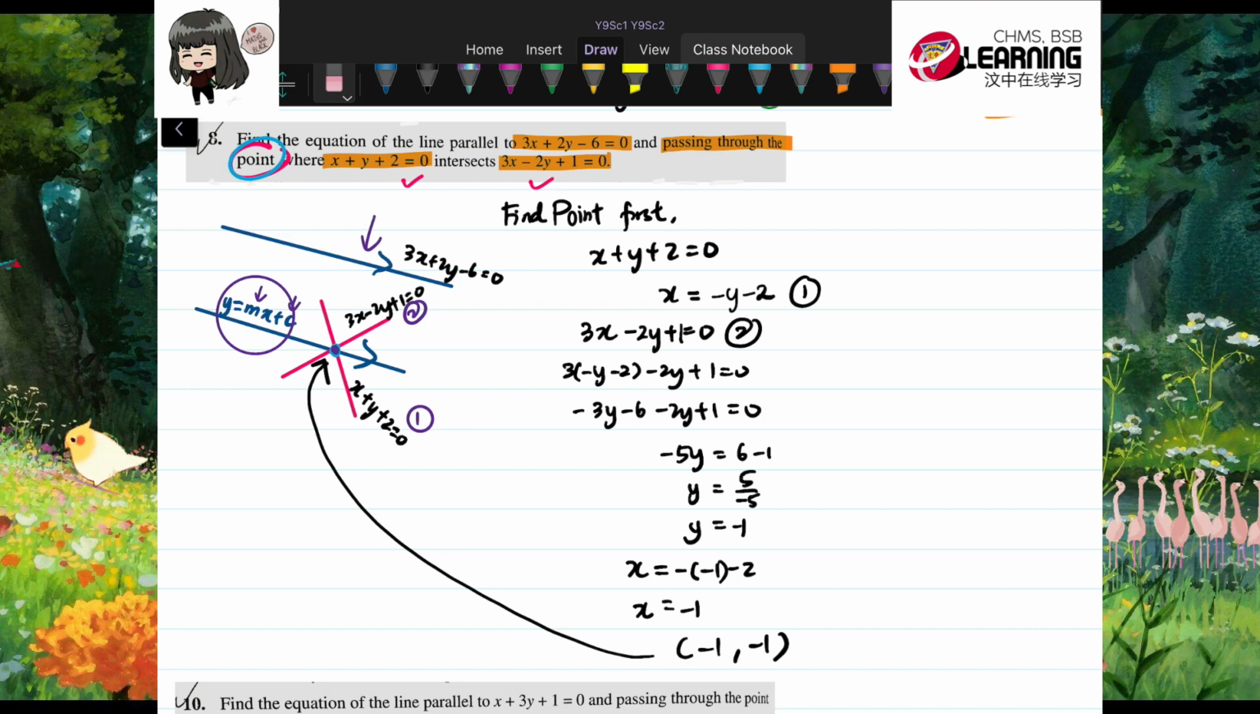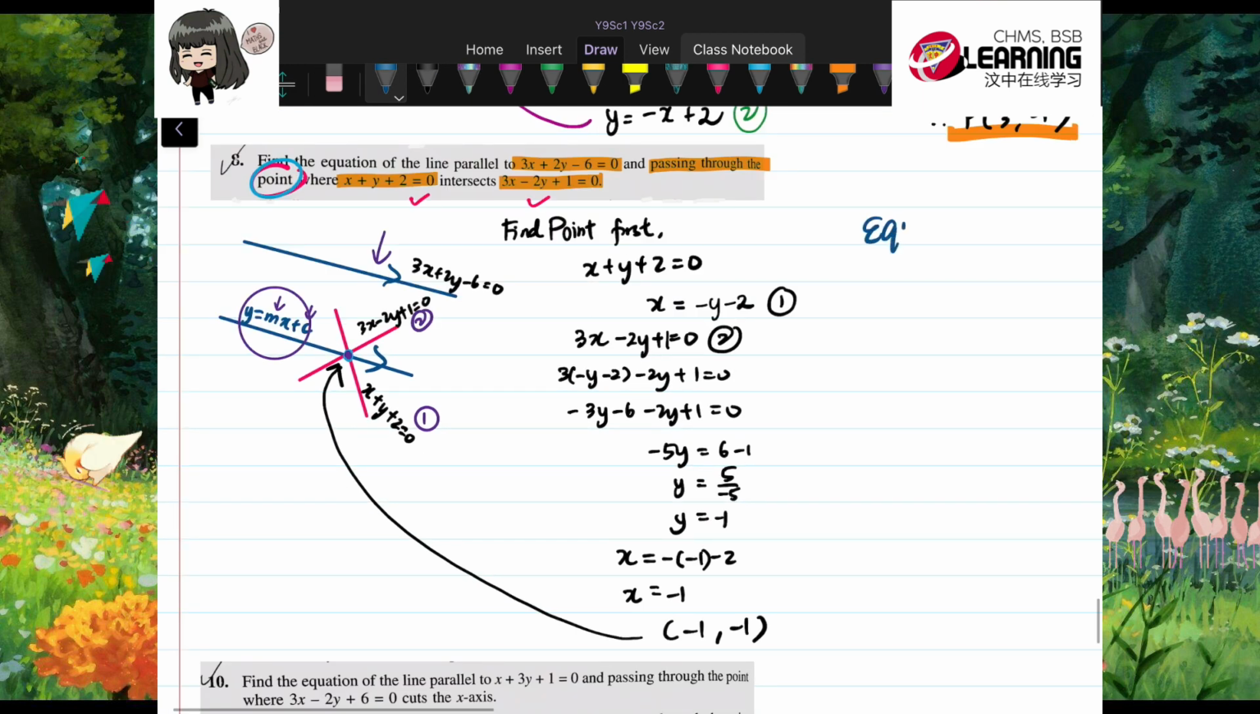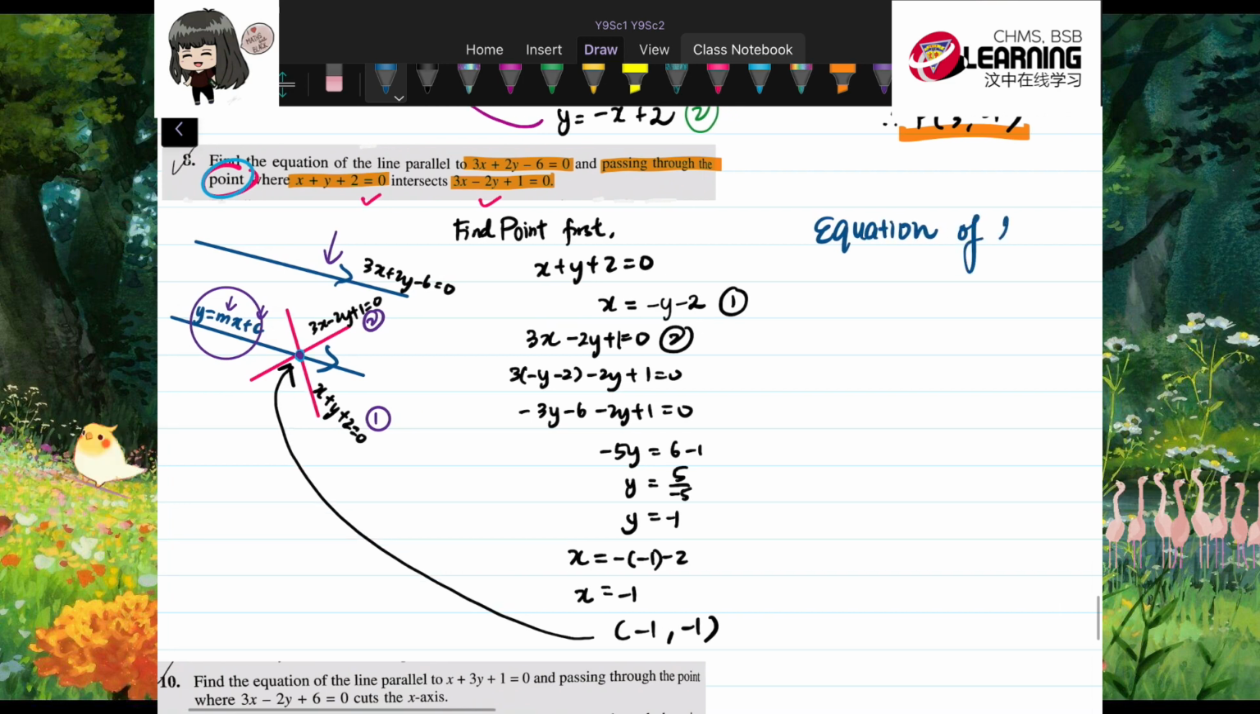So we want to find our equation now. Equation of the line. Okay, so to find the equation of the line, we need the gradient. So how to find the gradient? The gradient is the same, so we're gonna use m1 equals to m2.